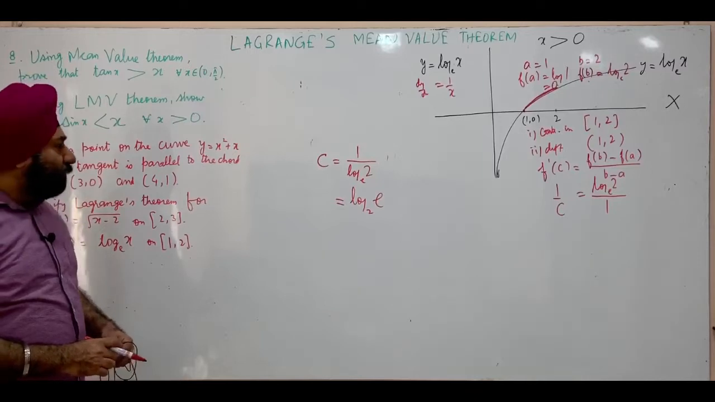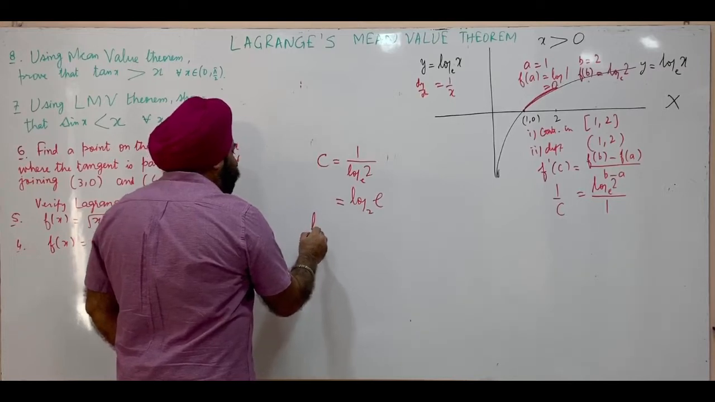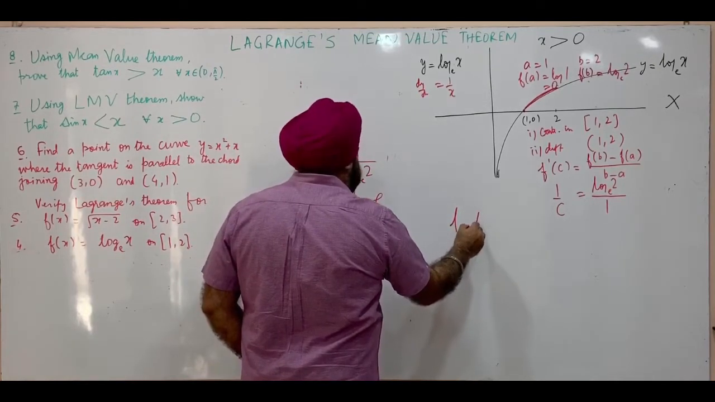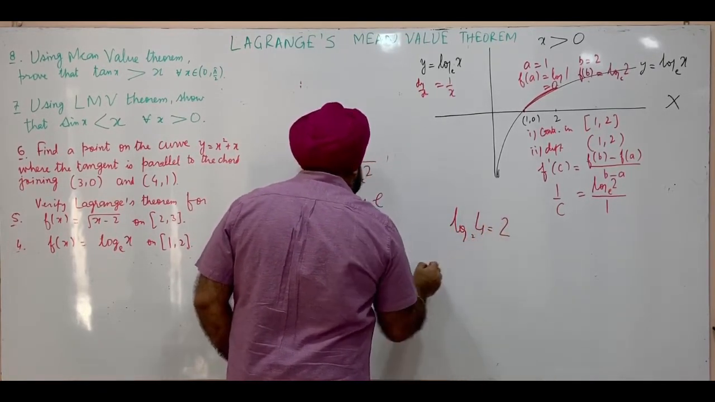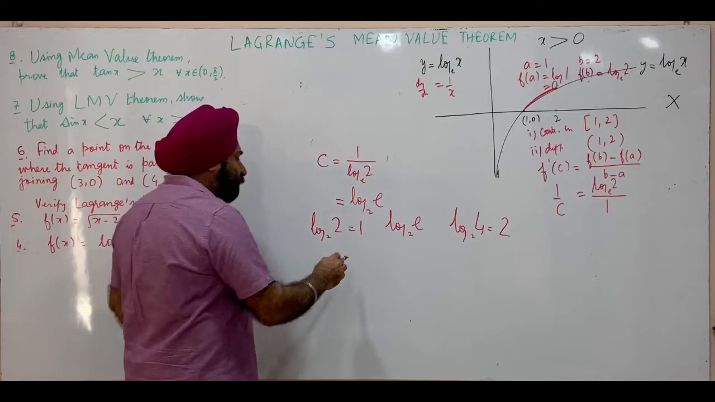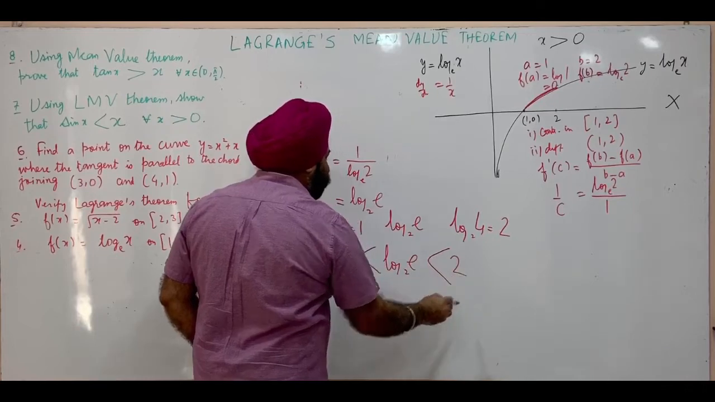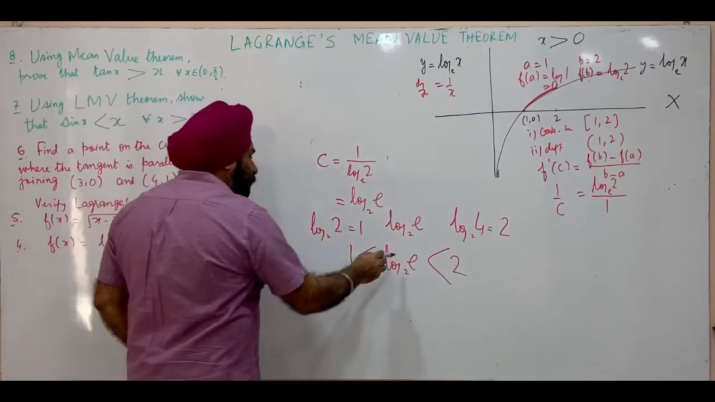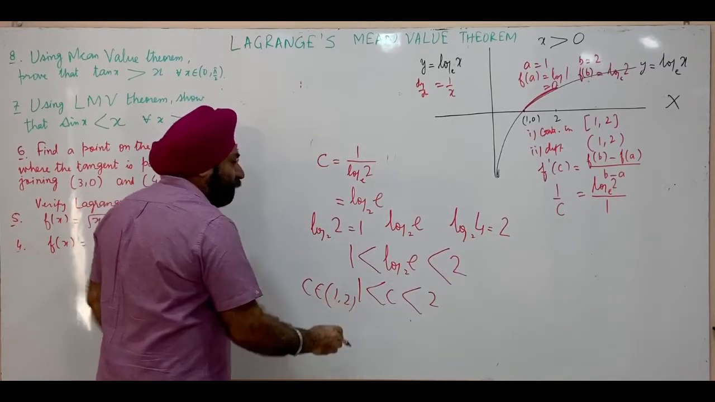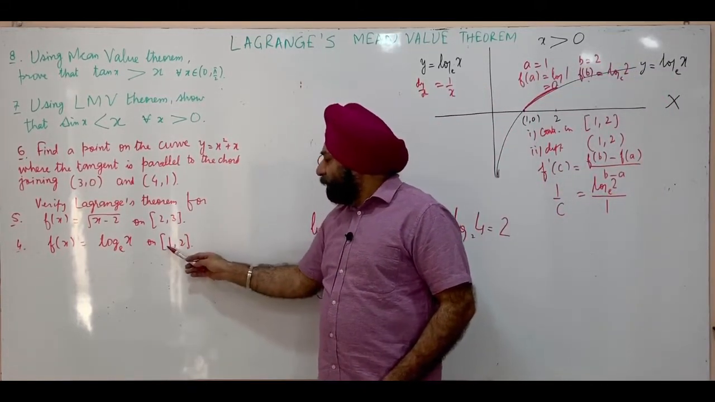Now we have to show that the value of c lies between 1 and 2. So what is log of 2 to the base 2? This is 1. And what is log of 4 to the base 2? This is 2. In between we have log of e to the base 2. So we can say 1 is less than log of e to the base 2, which is less than 2. That means 1 is less than c less than 2, or c belongs to the open interval 1 comma 2. This is what we wanted to show, that we have a value of c which lies in the interval from 1 to 2.